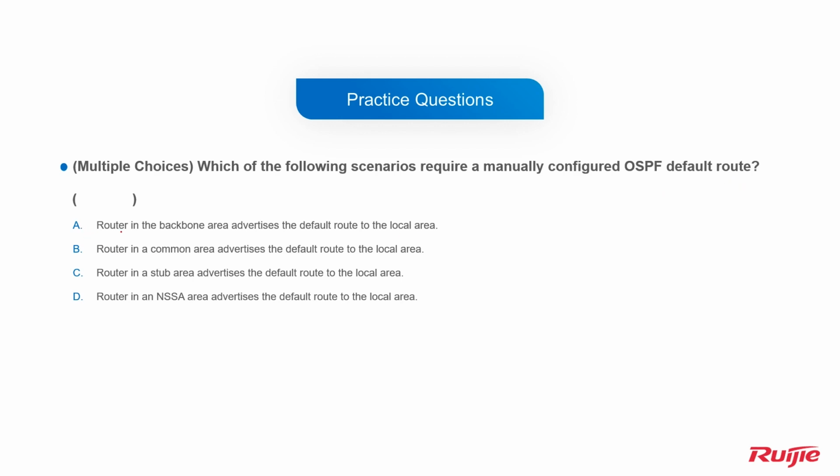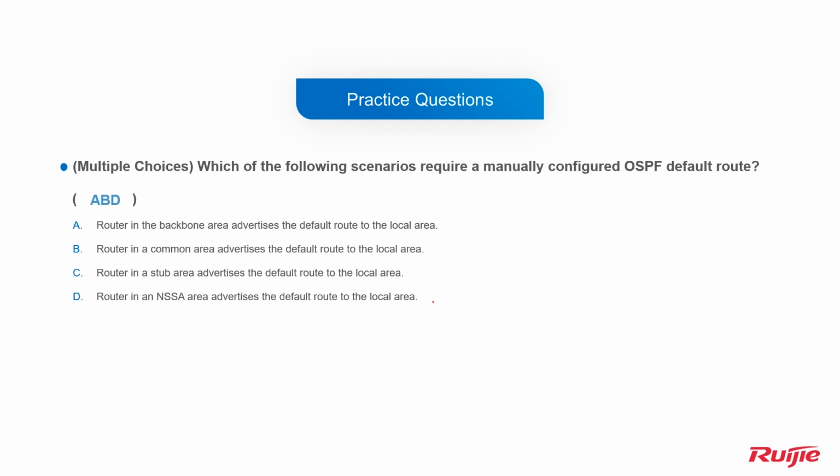So option A is router in the backbone area advertise the default route to the local area, and option B is router in a common area advertise the default route to the local area, and option C is router in a stub area advertise the default route to the local area, and the last is the router in an NSSA area advertise the default route to the local area. So what's the answer for this question?